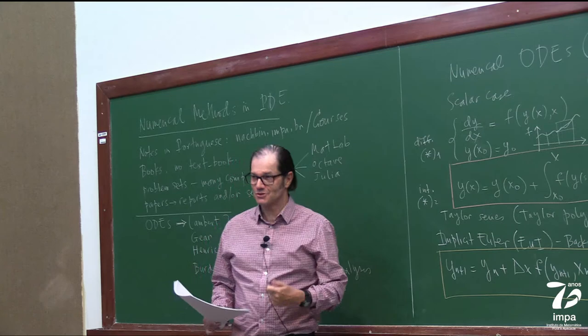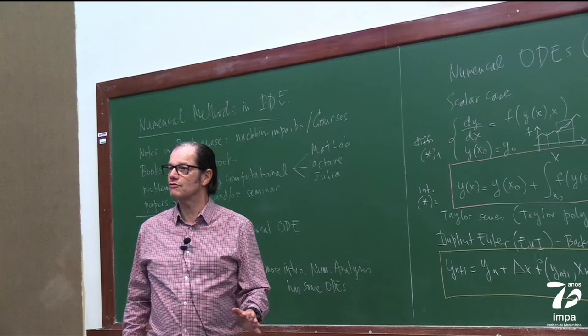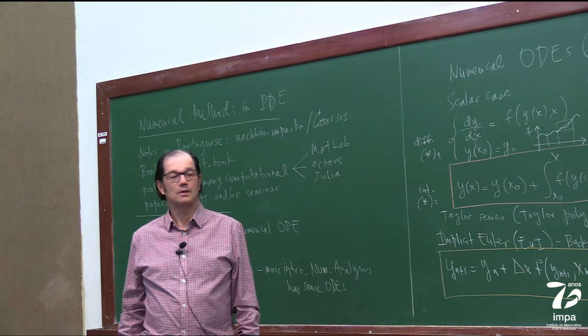And if you're puzzled, take a guess, and if you're wrong, no big deal. We're starting to learn the subject. What is the order of accuracy of both the Euler methods? They're actually the same. First order, right? So why?